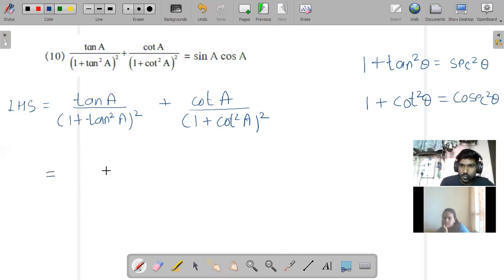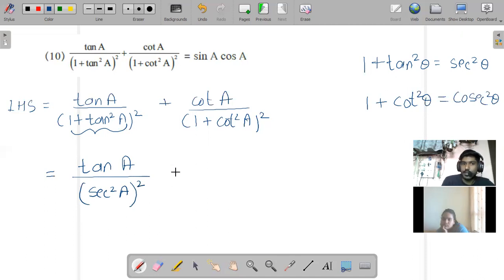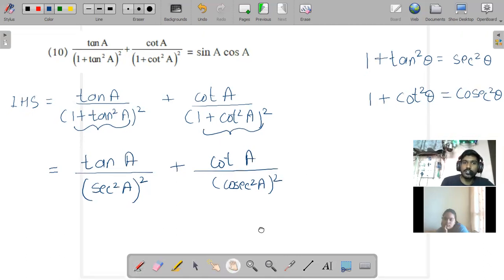Yes, I understand. Okay, so we'll substitute. So this will be tan A upon sec square A, and then the whole bracket square, you put it as it is. Plus, same thing here, cot A upon this 1 plus cot square A will become cosec square A, and then the whole bracket square you put as it is. So is this step clear?